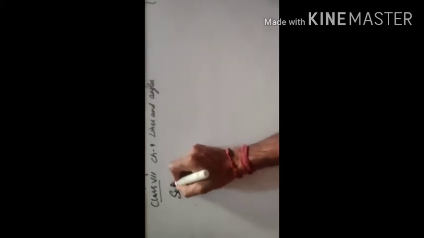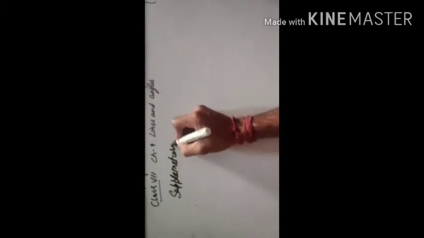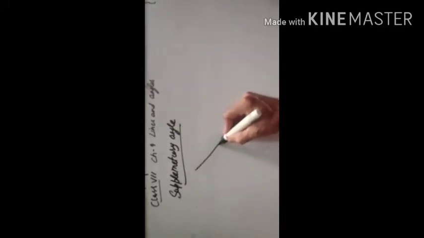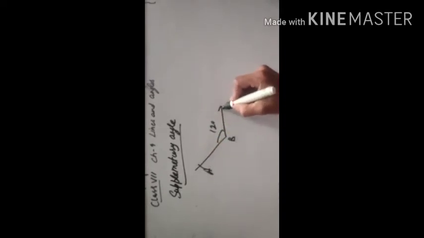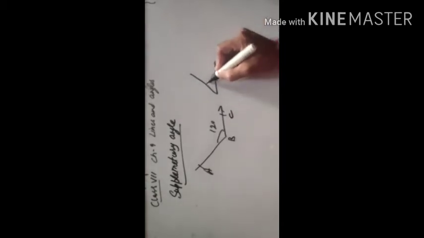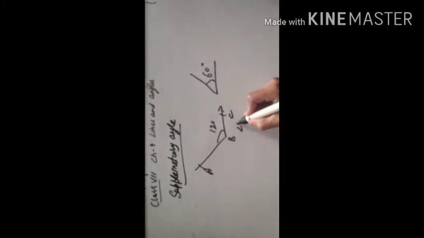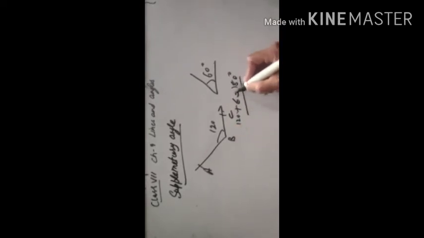Next is supplementary angles. Supplementary angles are two angles whose sum is 180 degrees. Suppose this angle is 120 degrees and this angle is 60 degrees. So 120 plus 60 is equal to 180 degrees. So they are supplementary angles.